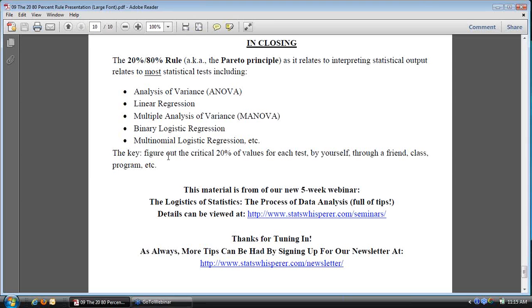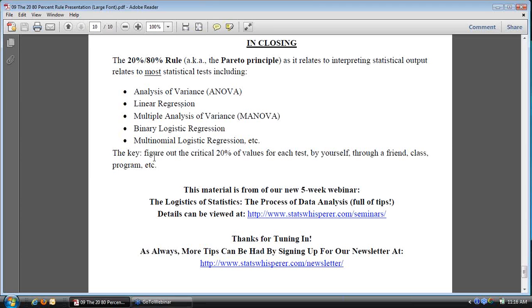The trick is identifying what those key critical values are. Just what are these 20% of values that are giving you the crux, the 80% of the message of the test. So you can figure that out by yourself, through a friend, through classes, through programs, etc. So the information's there. You just need to figure out just which are the critical numbers. And once you know that, the output becomes rather simple, because you're looking at the key numbers first and then considering the second.